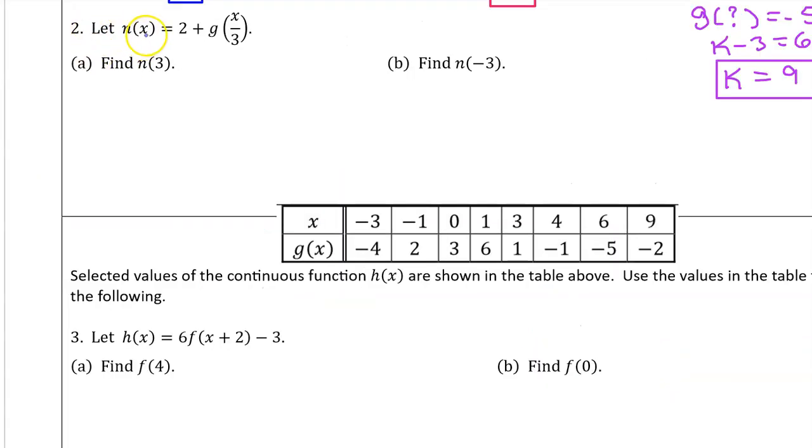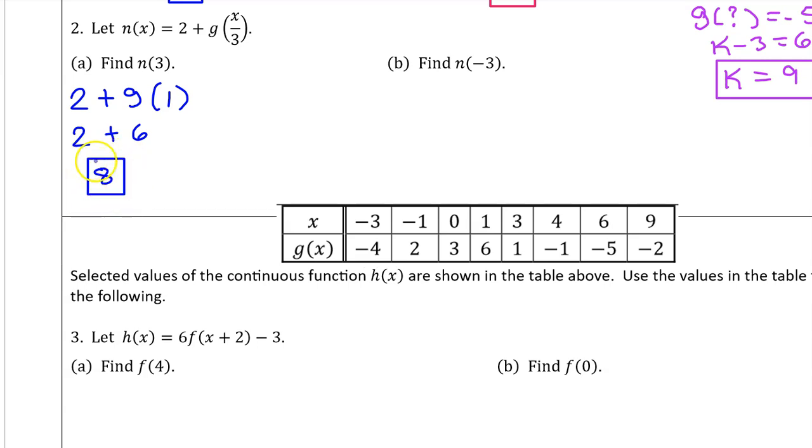For number 2, n of x is equal to 2 plus g at x divided by 3. And I copied the chart down here so I wouldn't have to scroll up. Finding n at 3 means plugging 3 in for x right here. So that's going to be 2 plus g at 3 over 3. 3 over 3 is 1. And then g at 1 is 6. So this is going to be 2 plus 6, which is 8.